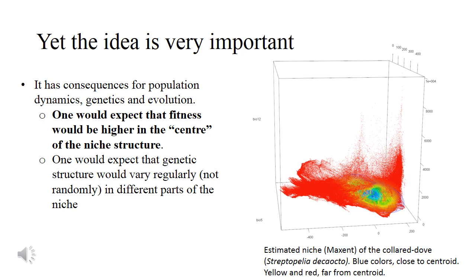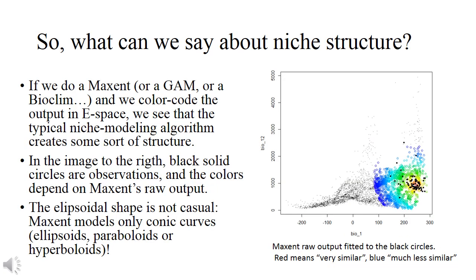There would not be viable populations outside the niche, whereas inside the niche there would be viable populations, and the fitness would be highest towards the center. If we do the typical algorithm of niche modeling, like Maxent, or practically any method, it will yield a similar result. We plot the results of the output of the algorithm in niche space. We see that there is some structure in the output of a climatic niche model, or an environmental niche model, speaking in general.